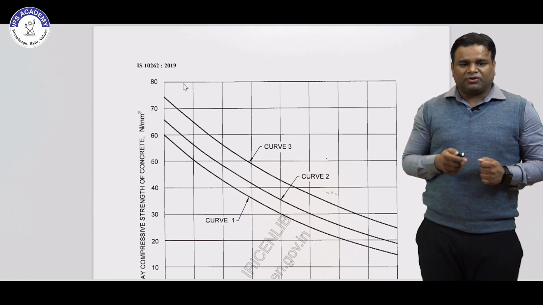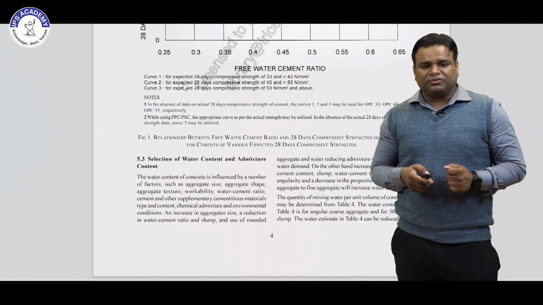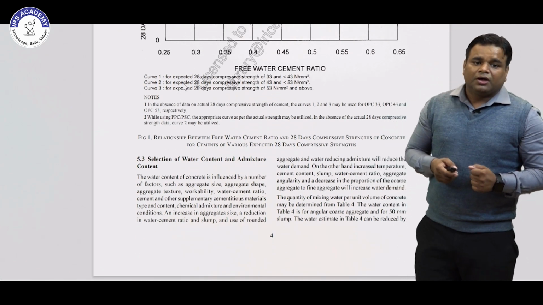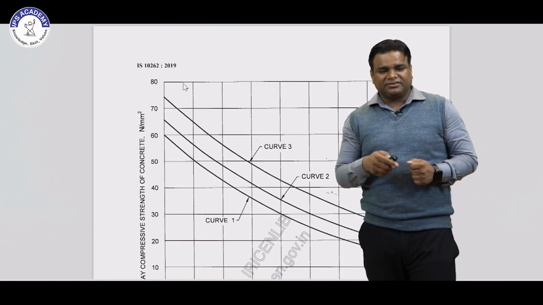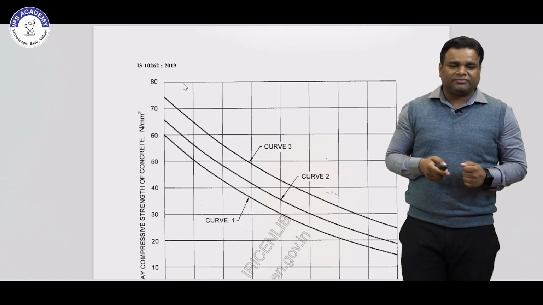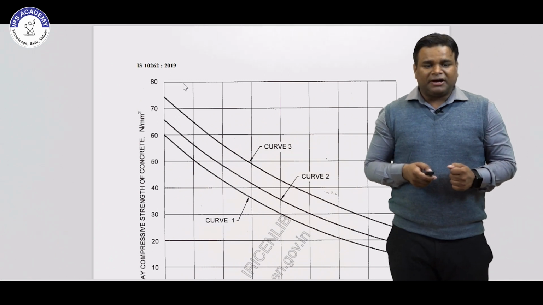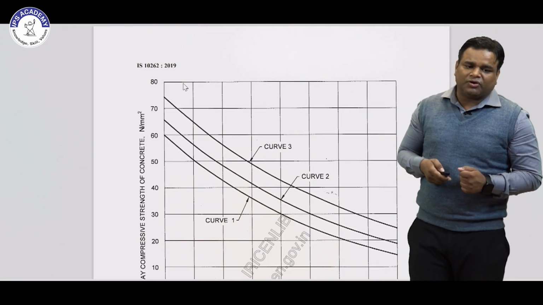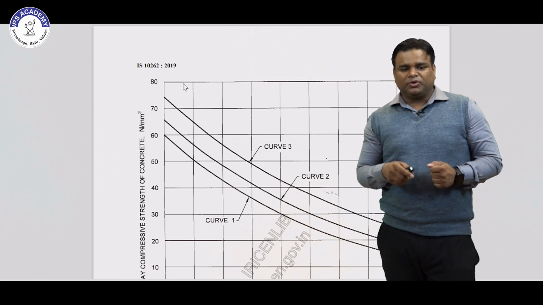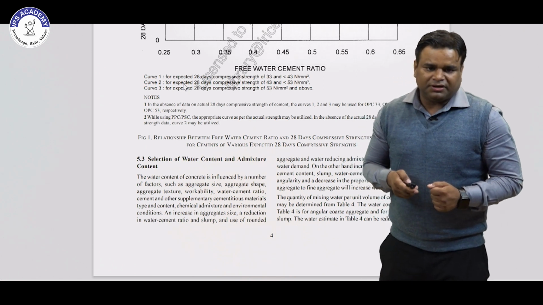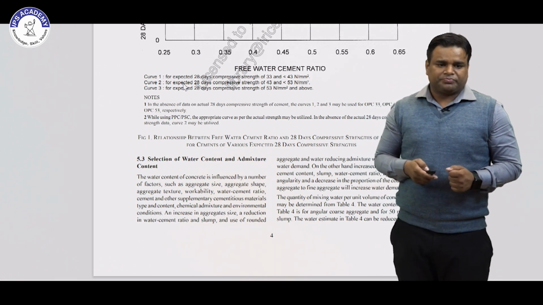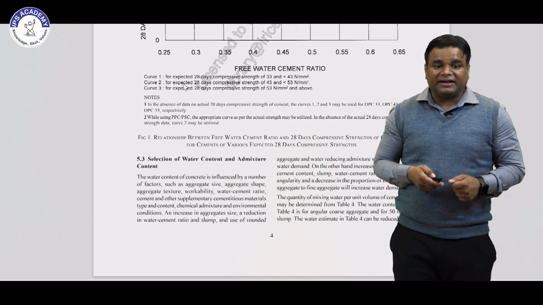This is the graph of compressive strength versus water cement ratio for 33, 43 and 53 grade OPC concrete. Basically this graph is given only for OPC grades of concrete, but if you are calculating for PPC or other grades of concrete, you have to use that graph also for the free water cement ratio. Then the selection of water content and admixture.